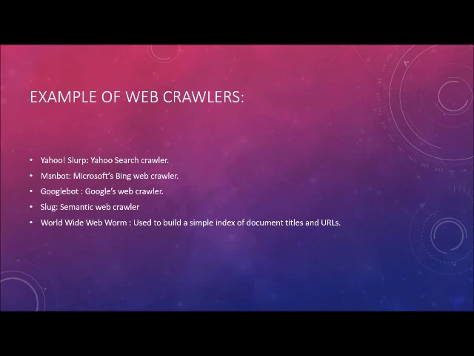And here are some examples of web crawlers that are available. First, we have Yahoo Slurp, which is the Yahoo search crawler. Then MSNBot, the Microsoft Bing web crawler. Then we have the Google web crawler, which is Googlebot, and Swoogle, a semantic web crawler. And also we have the World Wide Web Worm. It is used to build a simple index of document titles and URLs.